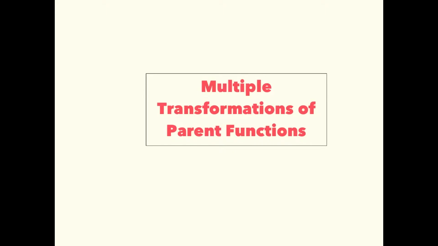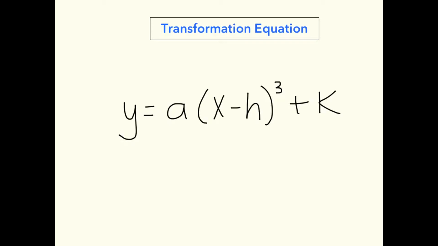Let's get started. Now you'll recall that our transformation equation is just a parent function, any parent function, with an a in front of it, an h, and a k. In this case we're looking at cubic because there's a little 3 here, but it works for all of the parent functions. So the a tells us if we have a vertical stretch or compression.